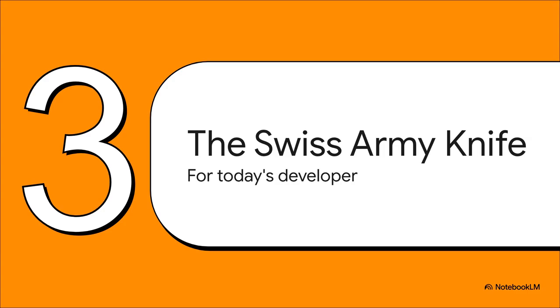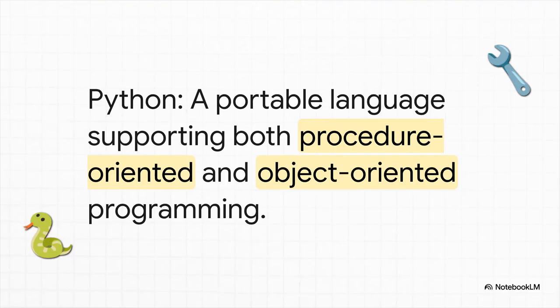So that brings us to today. If Fortran was a powerful calculator and COBOL was a massive ledger book, the tool that modern developers reach for is something more like a Swiss Army knife. Super versatile, easy to use, and ready for pretty much anything you throw at it. And that would be Python.